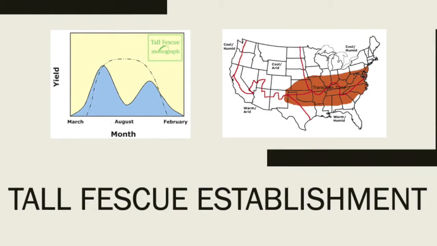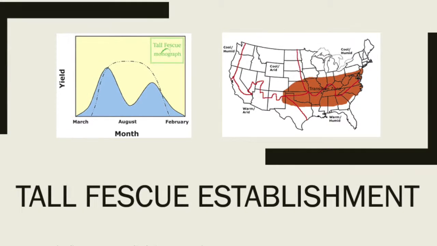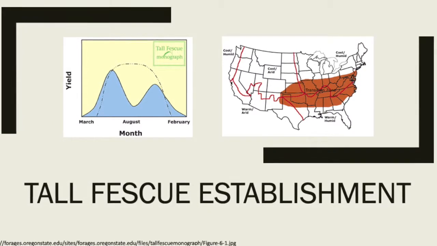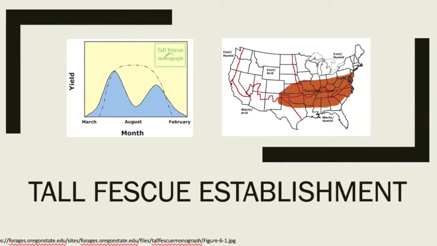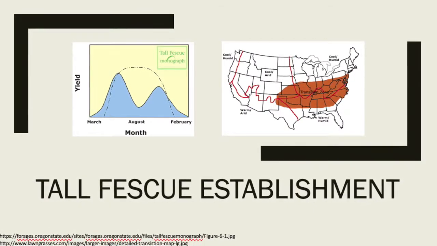These are graphs showing tall fescue establishment. The first graph is showing the growth patterns of tall fescue, and the second graph is showing how it is commonly grown in the eastern United States, which is referred to as the transition zone.